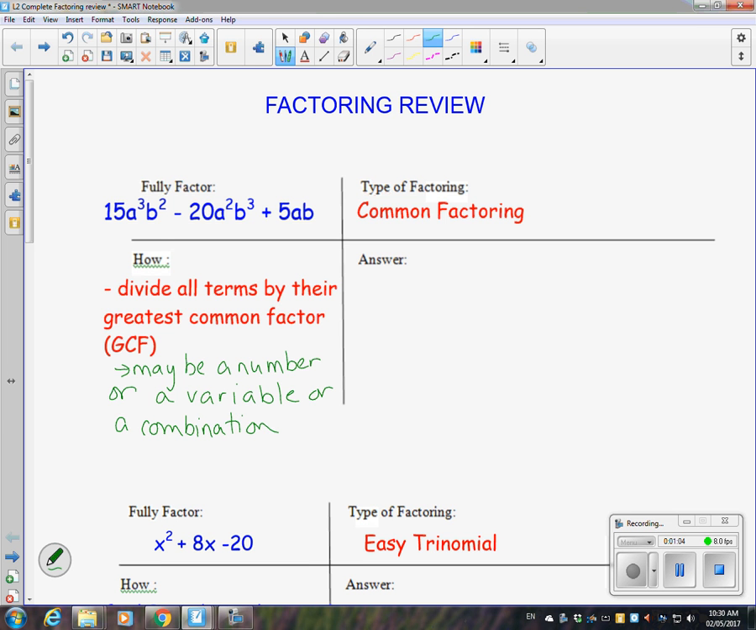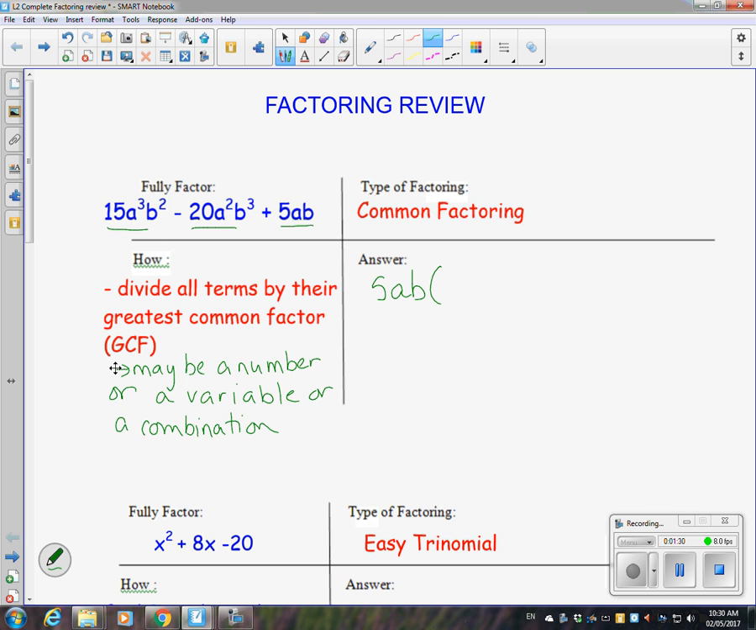In this case, I've decided to start with the most difficult one and do a number and a variable. So 15, 20, and 5 all divide by 5. And if I look at the variables, each term has at least an A and a B in it. And the way you get your common factor for the variable is you look at the variables of the lowest degree or the lowest exponent.